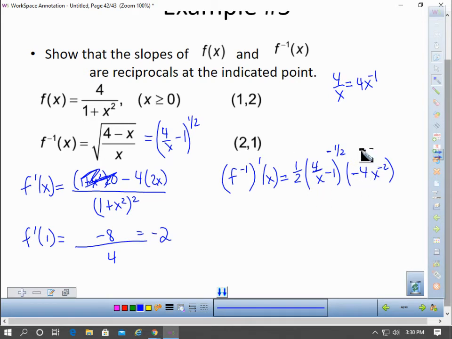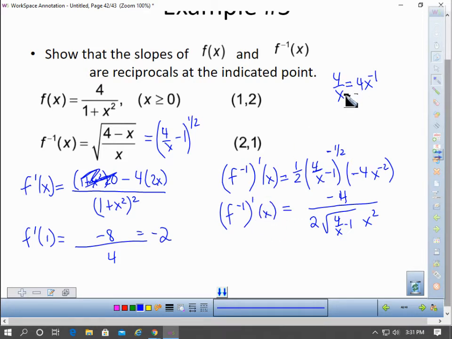Now you can clean this up a little bit. This means a square root in the denominator. So it's going to be 1/2 multiplied by -4, so it's going to be -4, and then there's going to be a 2 in the bottom. This is a square root in the bottom, so there's a square root of 4 over x minus 1. And then this x to the -2 is going to be an x squared in the bottom. So I'm left with the -4 in the numerator. That is my derivative of my inverse.